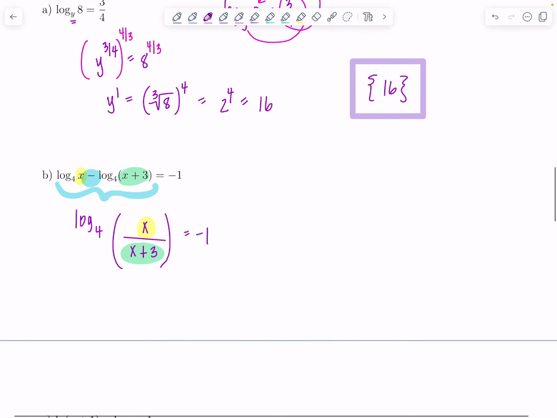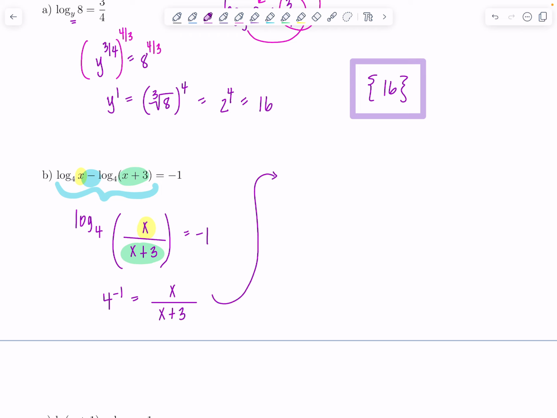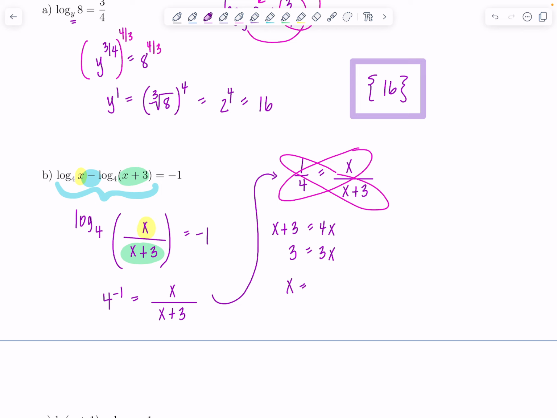Now we can do the little loop-de-swoop. So you can write 4 to the negative first equals x over x plus 3. And then 4 to the negative first, I would just rewrite that. That's 1 over 4 equals x over x plus 3. You can cross multiply now. So 1 times x plus 3 equals 4x. So let's just leave the 3 here. 3 equals 3x, so x equals 1.